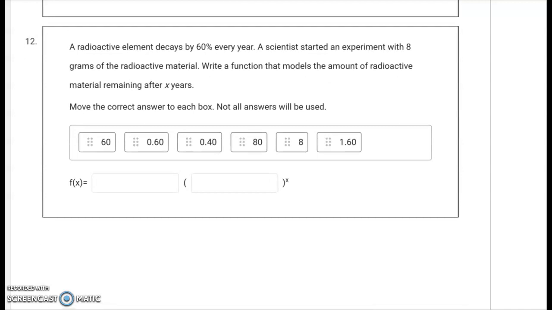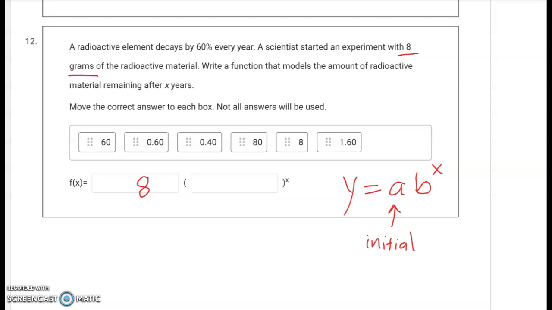In number 12, you're asked to write an equation. Just remember that the a value in these equations isn't just the y-intercept, it's how much you start with, your initial value, your initial amount. So in this case, we initially started with 8 grams. So this should be 8. We didn't start with 80 grams or 60 grams. We started with 8 grams. And then our rate goes in there.